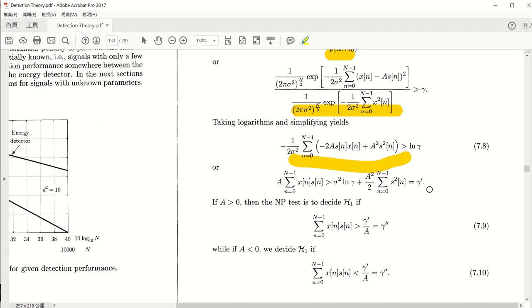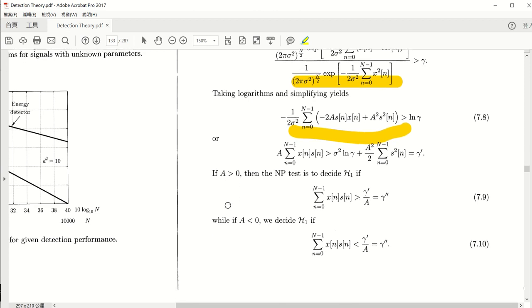Then again, we need to know the sign of A. If A is larger than 0, then it's good because we can just cancel this out. We divide by A, and everything will be cancelled out. If A is larger than 0, then the NP test is to decide H1 if the summation of this is larger than this, because this whole thing is assumed to be a parameter, gamma prime, divided by A. You don't change the sign because A is larger than 0.